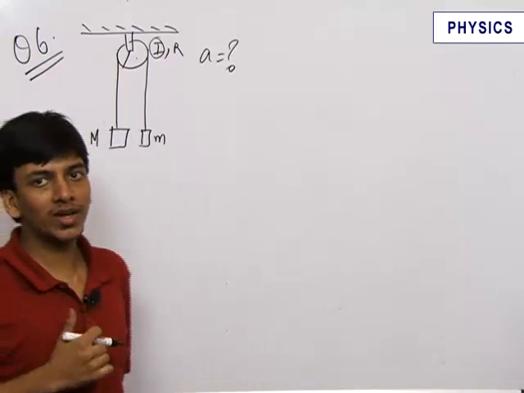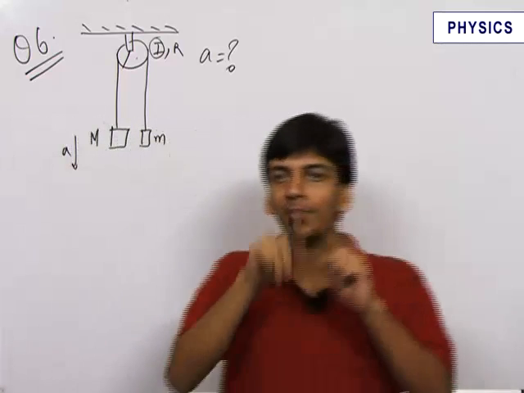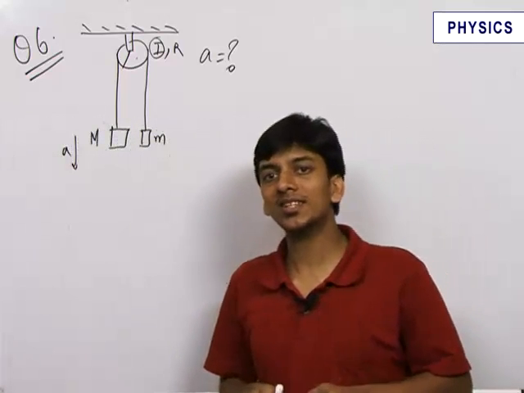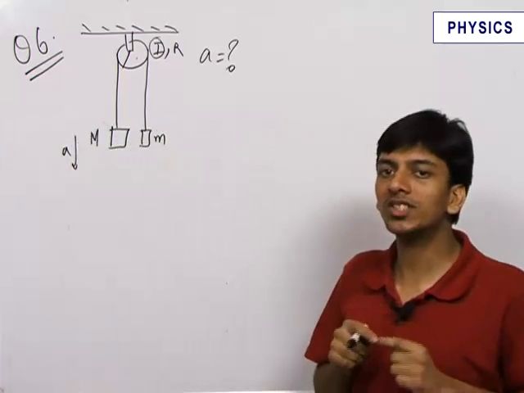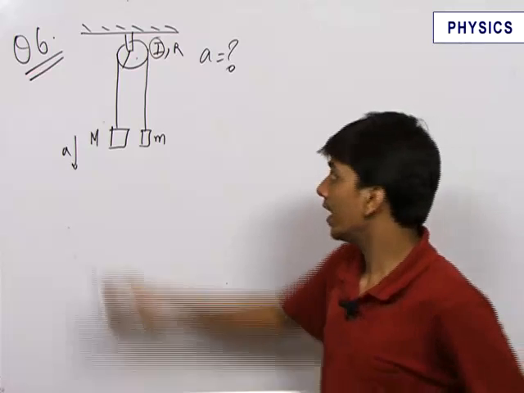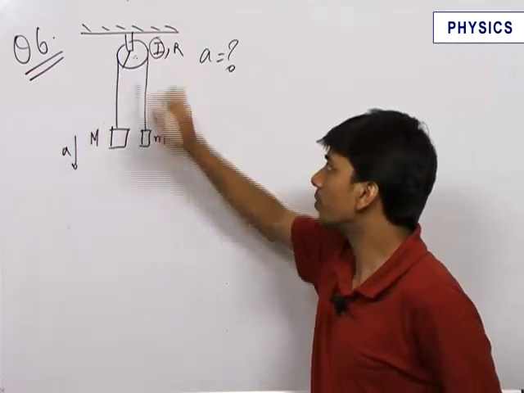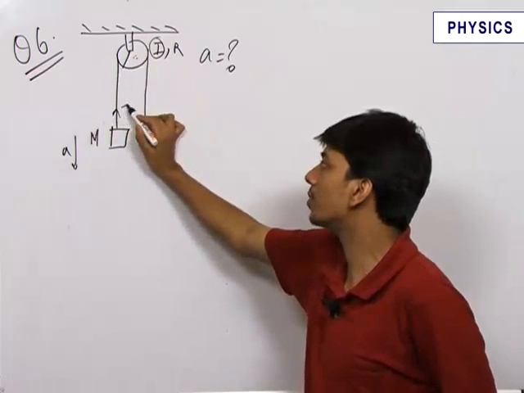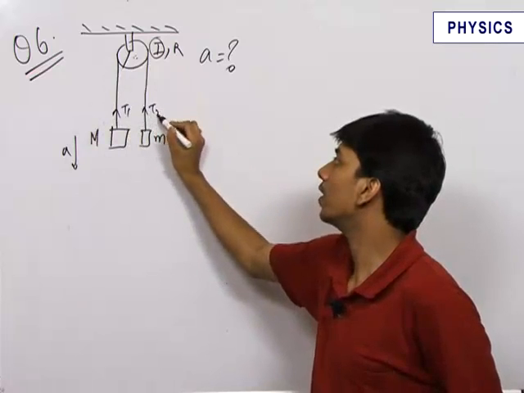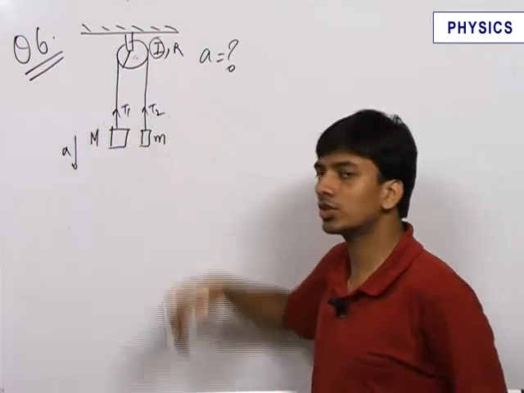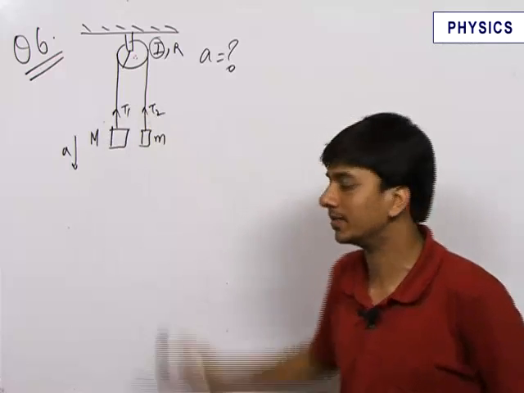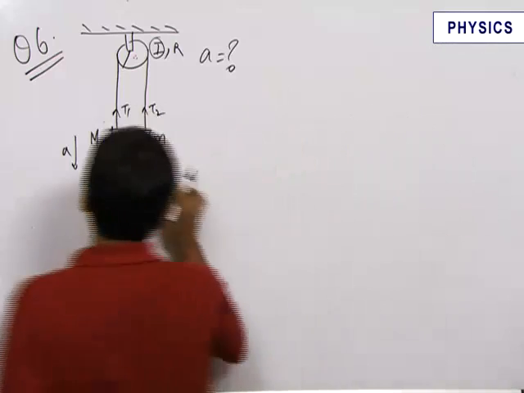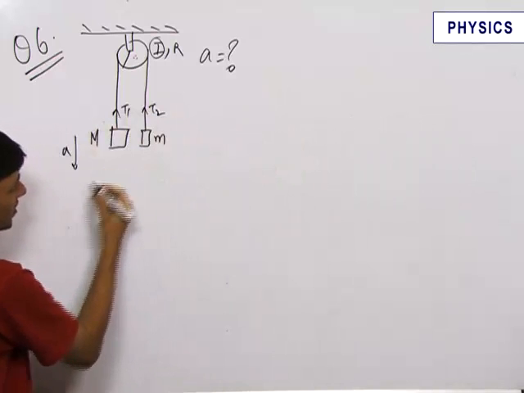So remember always one thing, that the tension in one particular string always remains the same only if the string is massless and the pulleys over which it passes are massless. In this case, the pulley is not massless, therefore the tension in the two strings will be different. The only mistake students make in this question is that they assume T to be the same in both the parts and then they get the wrong answer. So in this question, after assuming T1 and T2, we write the equations.